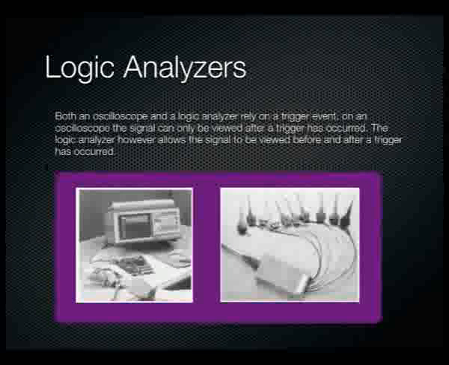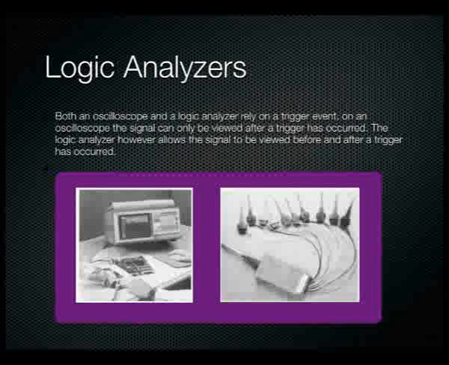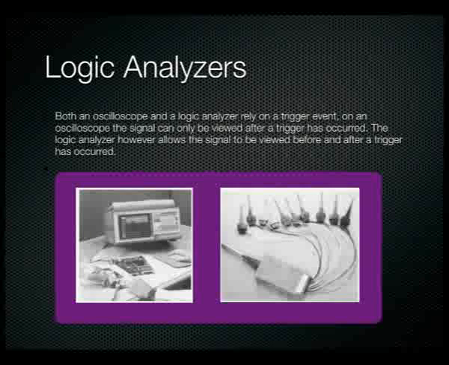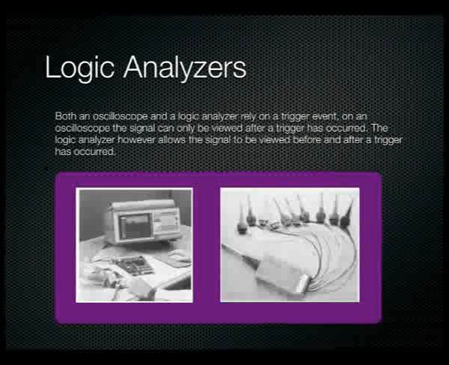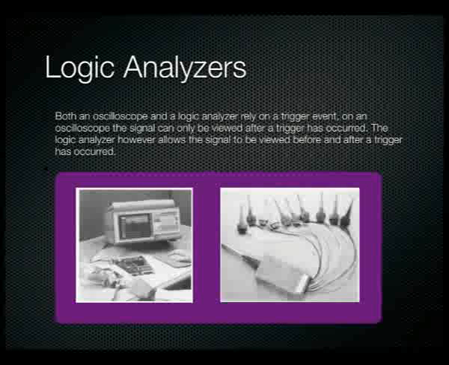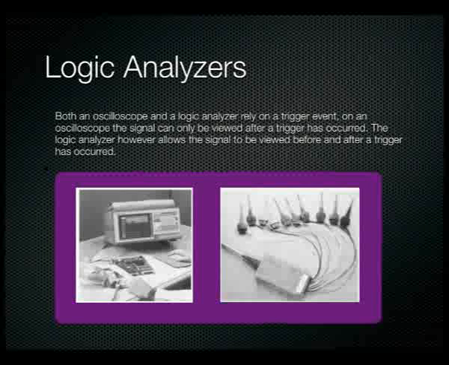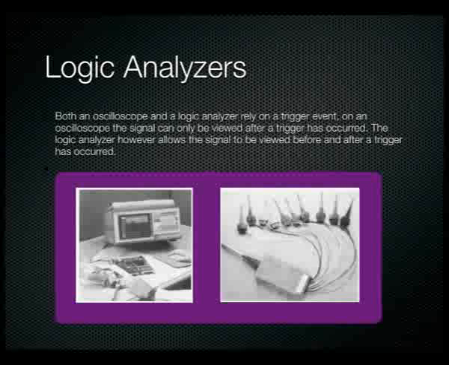Okay, so both an oscilloscope and a logic analyzer, as I said, rely on a trigger event. On an oscilloscope, the signal can only be viewed after a trigger has occurred. On the logic analyzer, however, you can view the data before and after a particular trigger event. So you can set the logic analyzer so that after the event takes place, it samples for a certain number of seconds after that event. Therefore, you can see the data around a particular event. A logic analyzer is really good for seeing what happened leading up to a particular event and what happened as a result of that event.